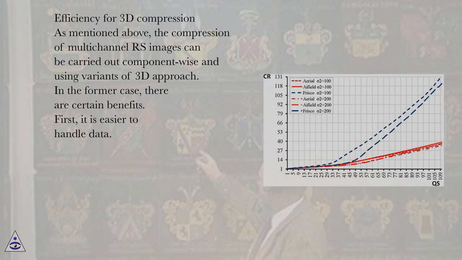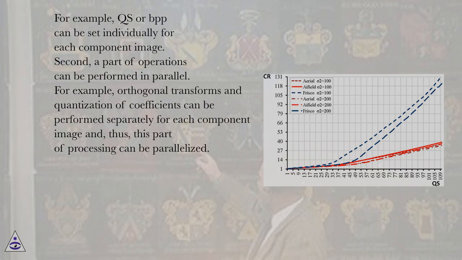Efficiency for 3D compression. As mentioned above, the compression of multi-channel RS images can be carried out component-wise or using a 3D approach. In the former case, there are certain benefits. First, it is easier to handle data. For example, QS or BPP can be set individually for each component image.